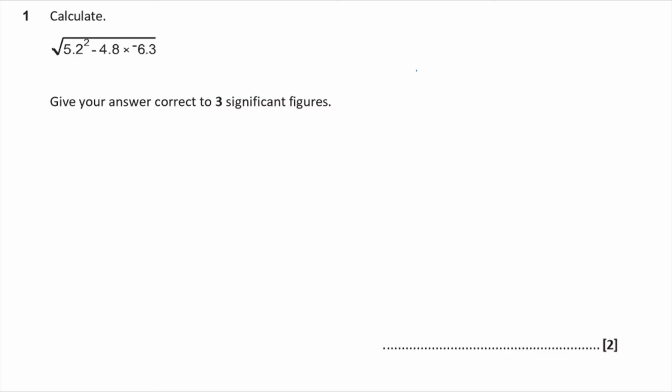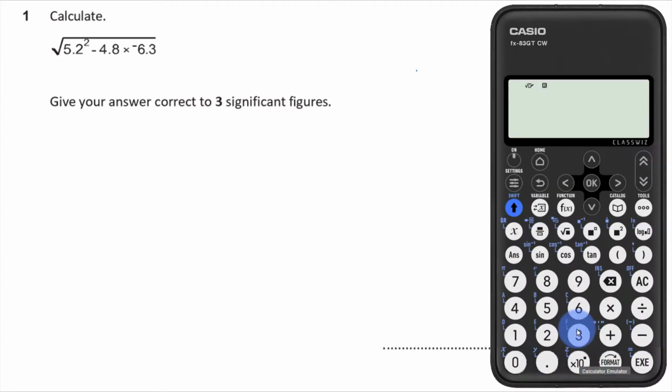Question 1. Calculate the square root of 5.2 squared minus 4.8 times negative 6.3. Okay, so I'm just going to carefully type that into the calculator. I'm going to put the square root sign. Make sure everything goes underneath the square root. The line goes all the way across when you're doing this. So 5.2 squared minus, well, I've got two minus signs, so I'm just going to change that in my head. Minus a minus is a plus, so I'm going to do 5.2 squared plus 4.8 times 6.3.